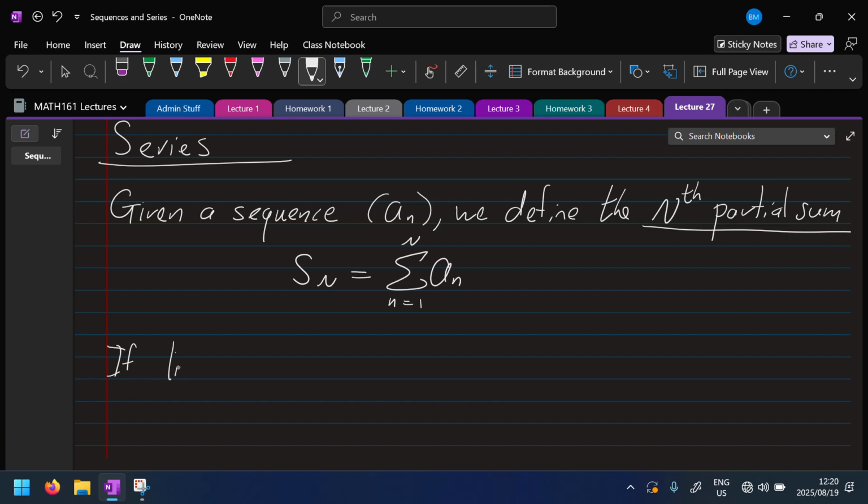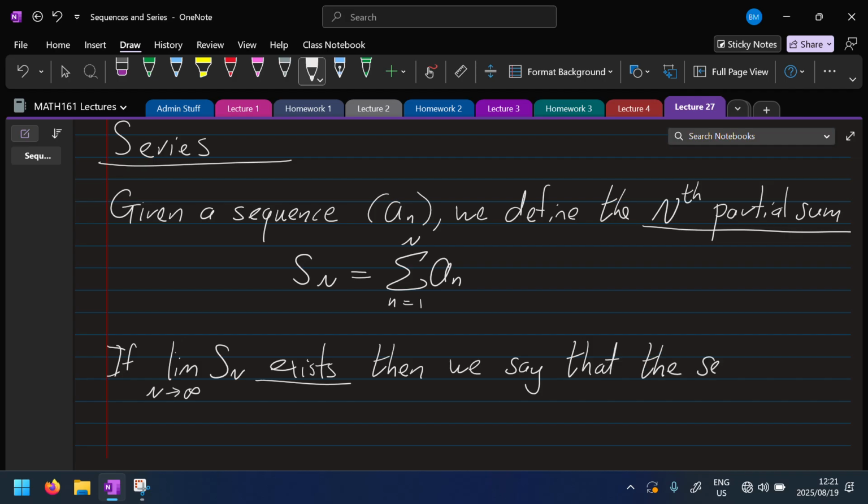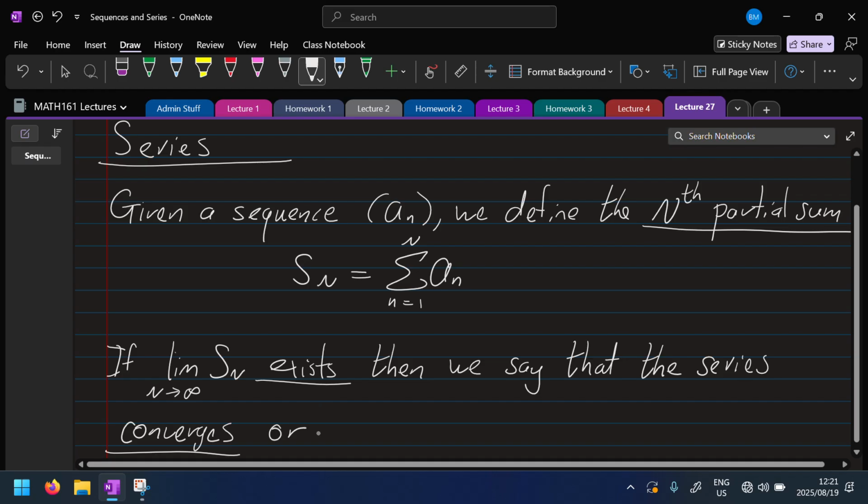If the limit as capital N goes to infinity of this partial sum exists, then we say that the series converges. Otherwise, the series diverges. So it either converges or otherwise it diverges.